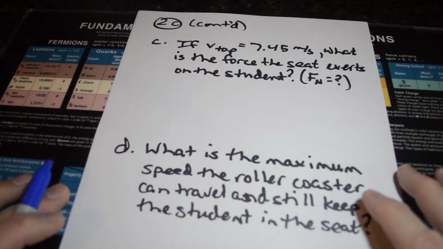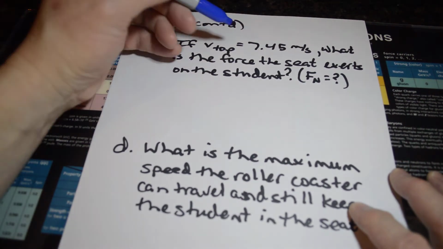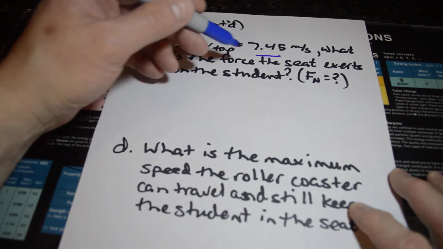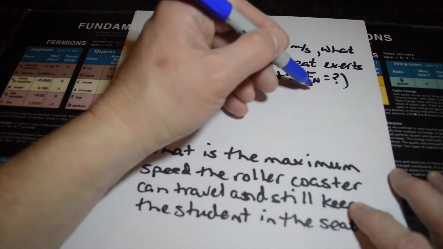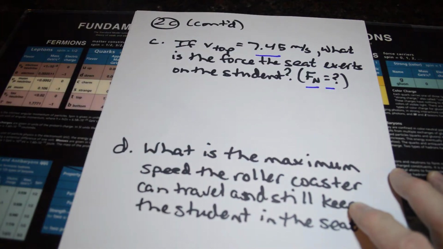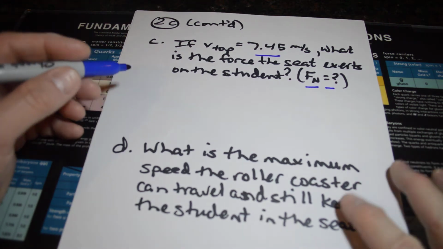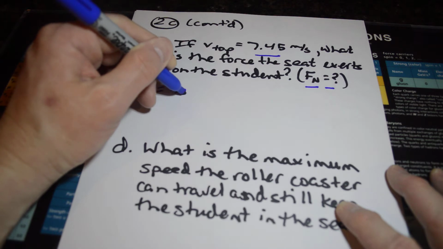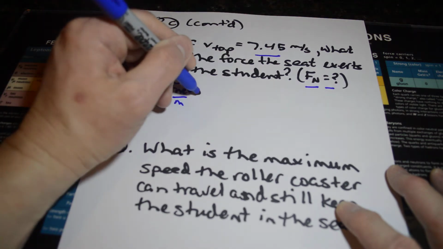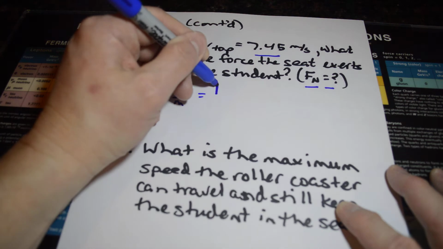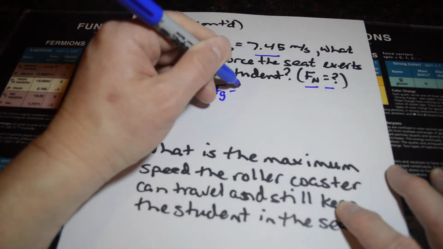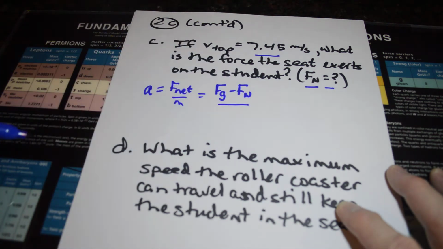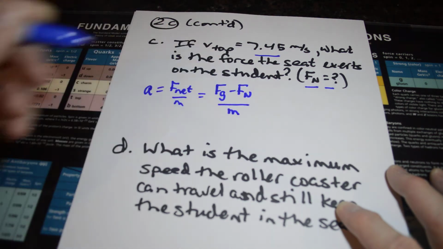If we're using that same situation, at the top of the path, the velocity is 7.45 meters per second, what is the force the seat exerts on the student? That's also asking, then what is the normal force? So the way in which you'd calculate that is to say, well, a is F net over m. The net force in that case would be the force due to gravity minus the normal force, because it's a tug of war and we said that the force due to gravity wins over the mass.